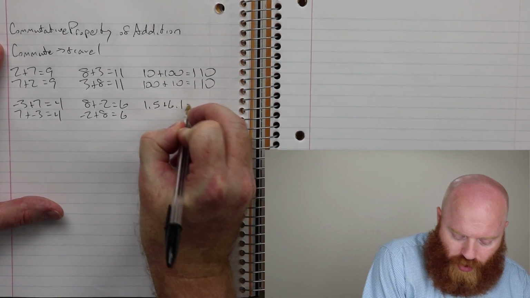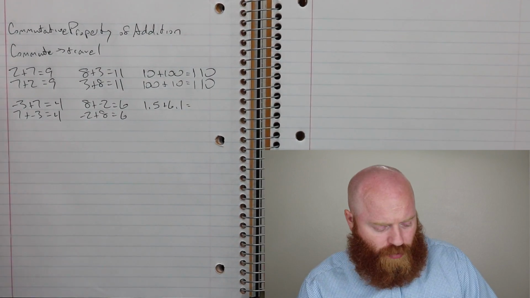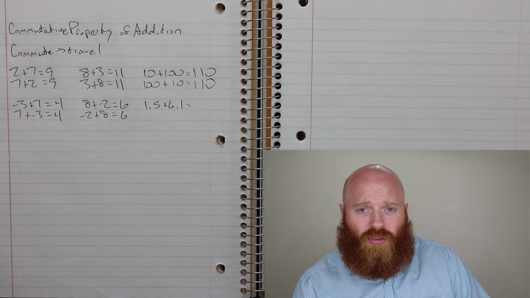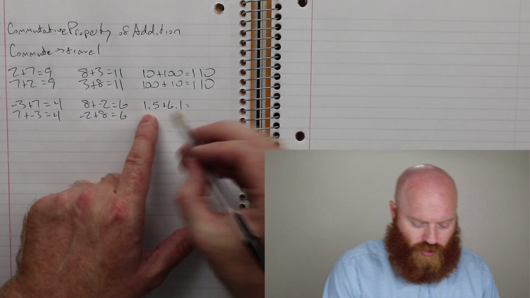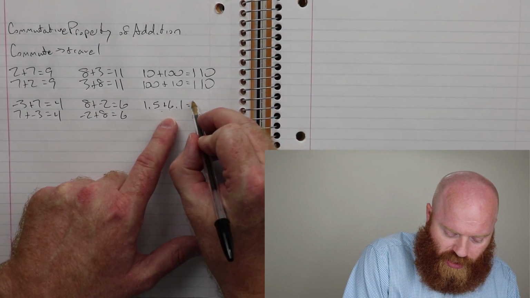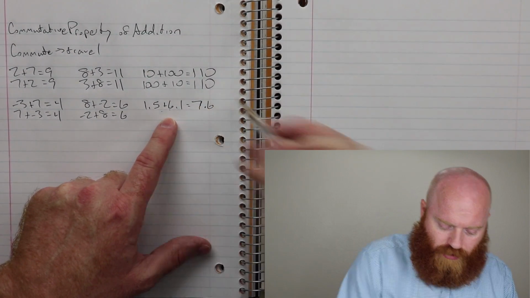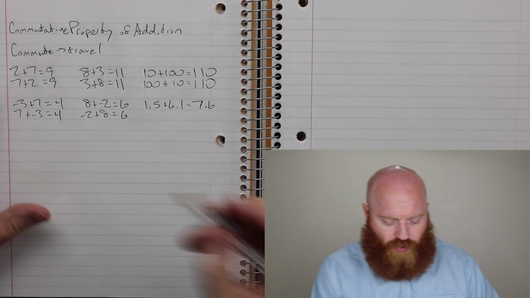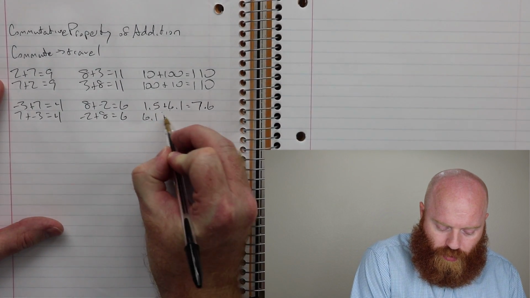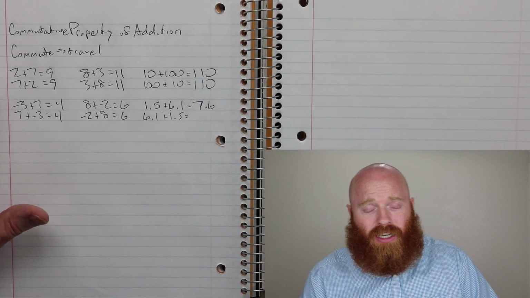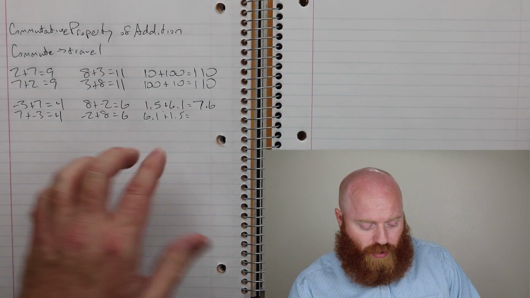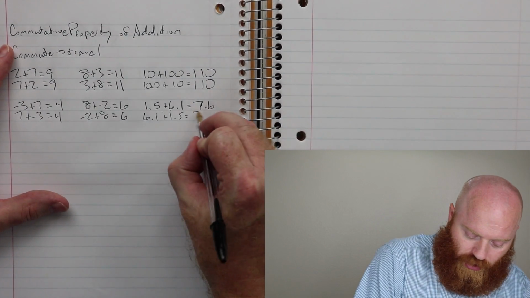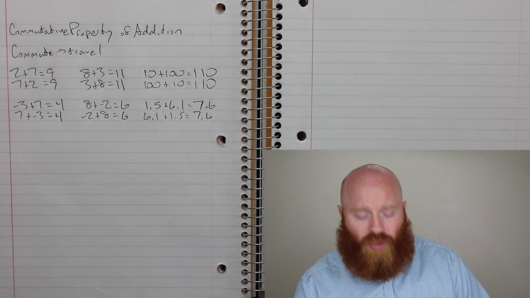1.5 plus 6.1. Guess what? I don't care. Commutative property of addition. I can switch those two numbers and I'll still arrive at the same answer. So this answer would be 7.6. And what if I switch those two values? 6.1 plus 1.5. Use a calculator. That's what the commutative property of addition is. Still 7.6.